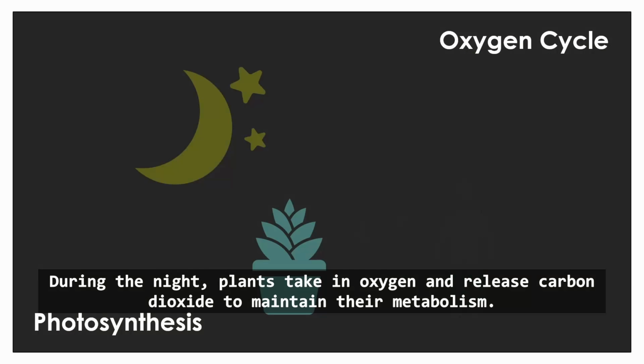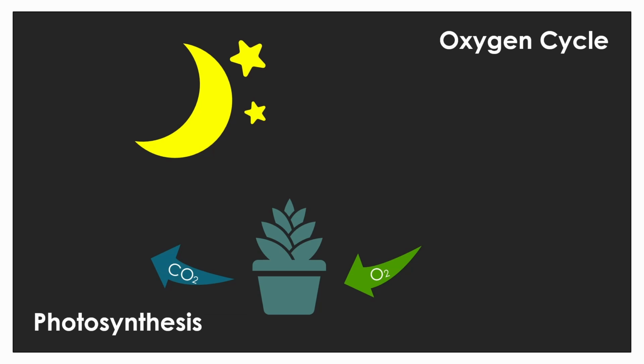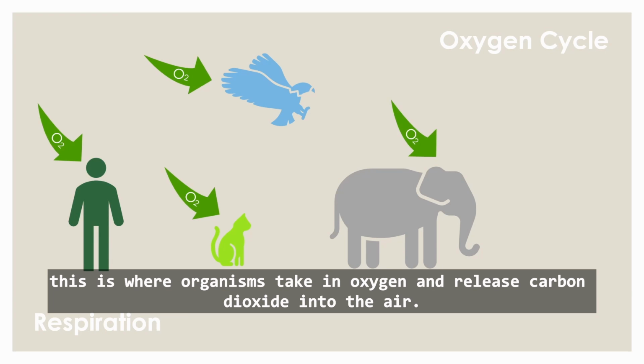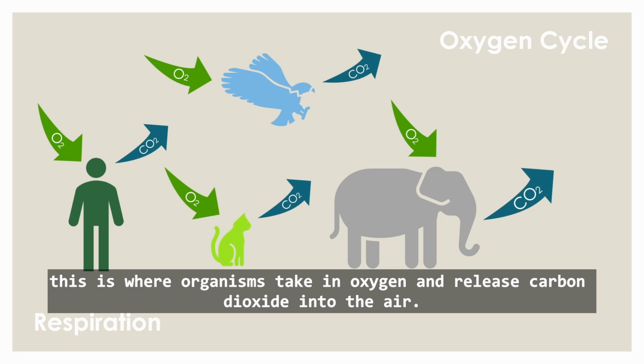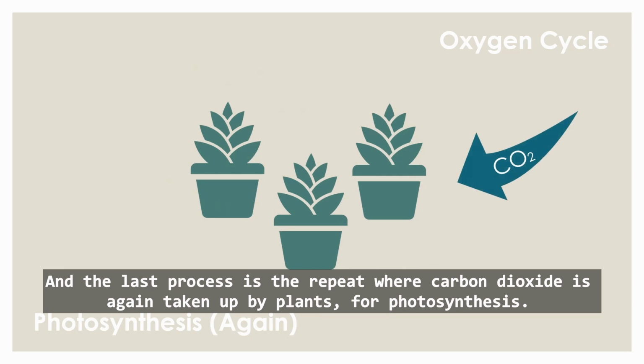During the night, plants take in oxygen and release carbon dioxide to maintain their metabolism. The second process is respiration. This is where organisms take in oxygen and release carbon dioxide into the air. And the last process is the repeat, where carbon dioxide is again taken up by plants for photosynthesis.